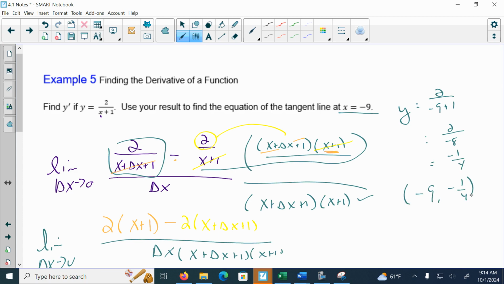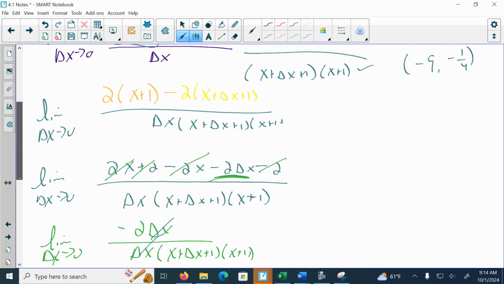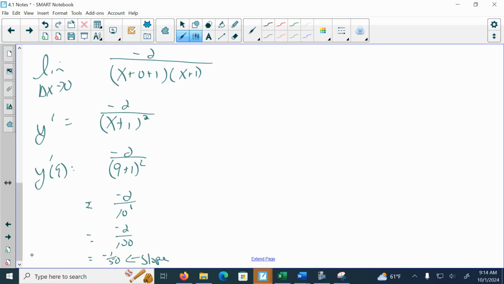Now, I don't think I made that a negative 9. I did not. Oh, that stinks. So that's negative 9. Adjust, adjust, adjust. I hope you were yelling at me. So that's negative 9. So this is negative 2 over negative 9 plus 1, so this will be negative 8 squared. So this negative 2 over a positive 64, because when you square anything, it becomes positive. So this is negative 1 over 32. So that is my slope.